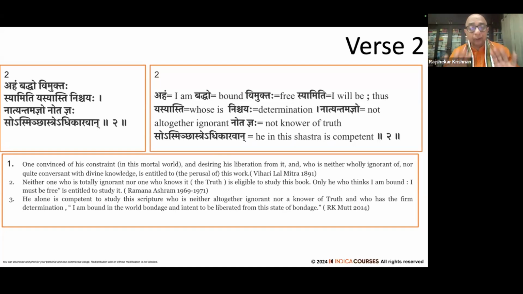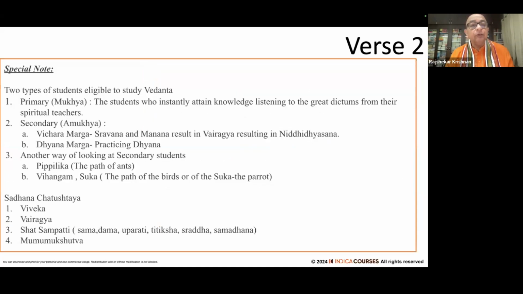But further to all this, you would definitely find for each shloka, and there will be 15 shlokas because we have 223 and 17 sessions, a special note which looks at some of the commentaries. So here is a commentary for the shloka, to get you to appreciate the feel for the 15 shlokas in each of the sessions, which is a 1.5 hour session. There are two types of students eligible to study Vedanta. Mukhya is where the student instantly gains knowledge on hearing just a word from the teacher. There are many instances of this, where just that spark was needed and self-realization was attained.